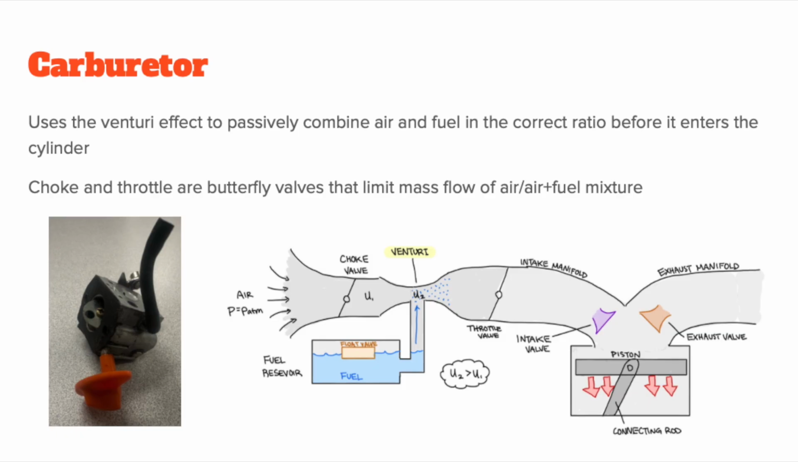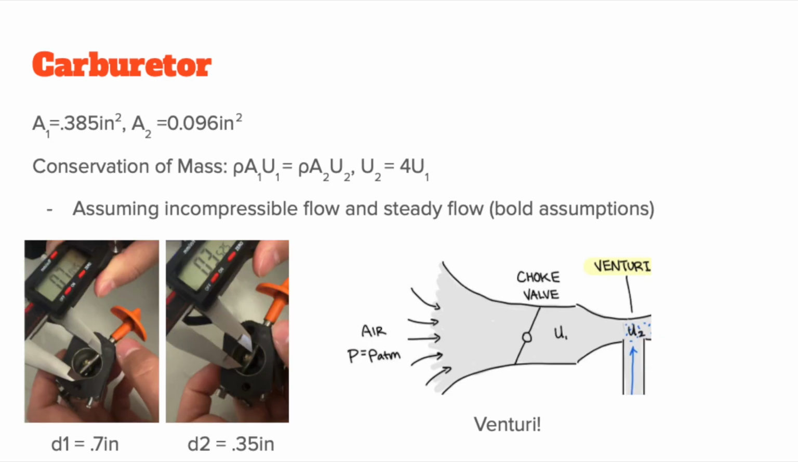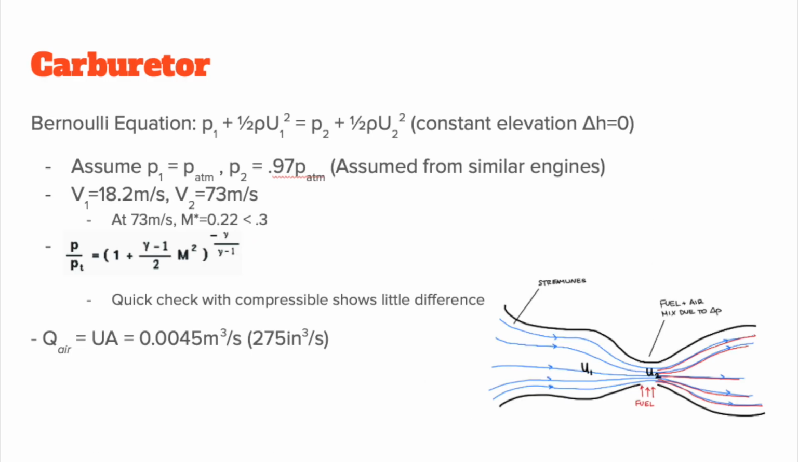The carburetor is responsible for mixing the air and fuel mixture right before it enters the cylinder for combustion using the Venturi effect. The choke and throttle are butterfly valves that limit the mass flow of the air and fuel mixture. We measured the diameters at the choke and throat and applied the conservation of mass to find that the velocity of the throat is 4 times the velocity of the intake. Applying the Bernoulli equation to this result, assuming a pressure drop to 97% atmospheric, shows an intake velocity of 18.2 meters per second and a throat velocity of 73 meters per second.